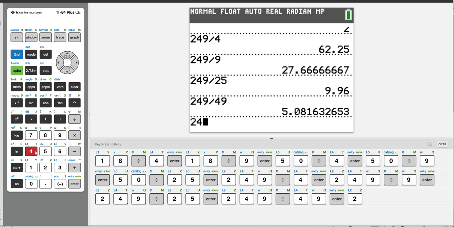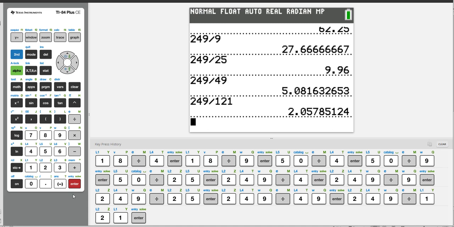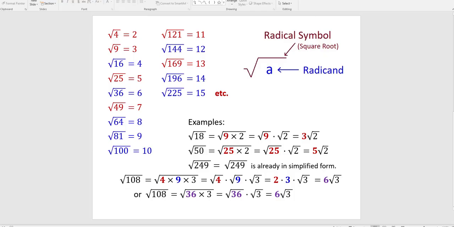Type in 249 divided by 121 and press enter. This gives 2.05 and change. This is a decimal number. Therefore 121 is not a factor of 249. Since the lowest possible non-perfect square factor is 2, we do not need to check any more factors. There are no perfect square factors for 249. Therefore, 249 is already in simplest form. And all I had to check was 5 numbers to confirm this.